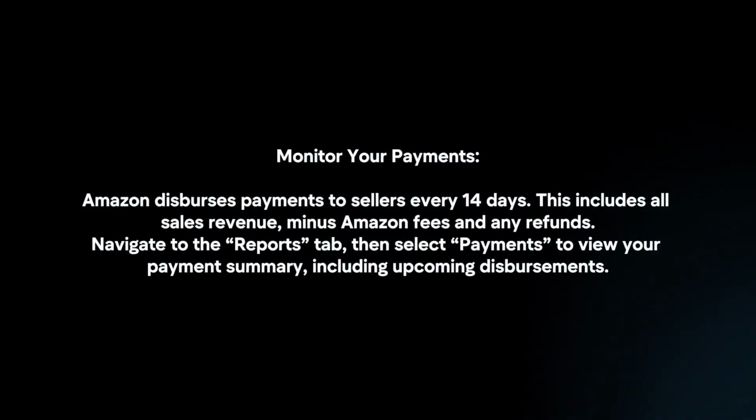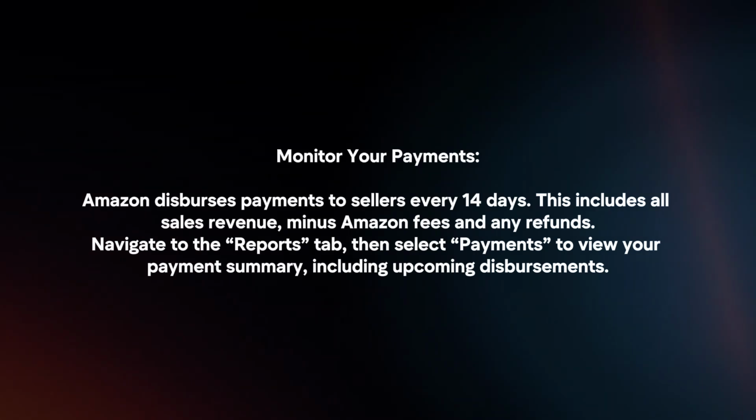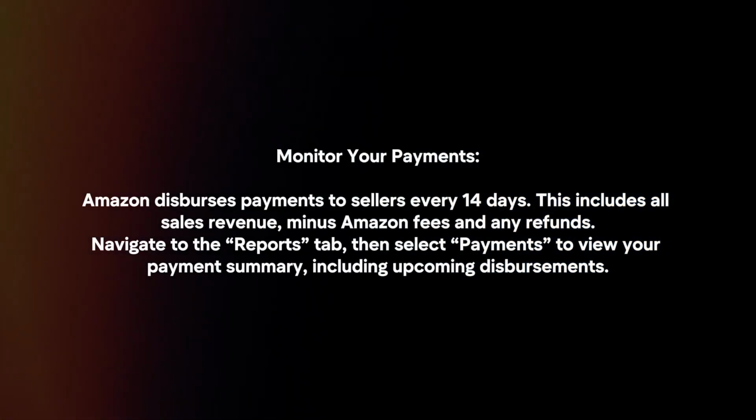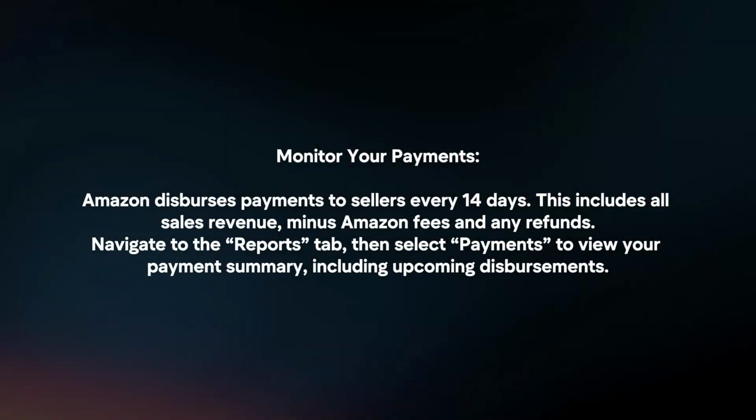Monitor your payments. Amazon disburses payments to sellers every 14 days. This includes all sales revenue, minus Amazon fees and any refunds. Navigate to the Reports tab, then select Payments to view your payment summary, including upcoming disbursements.